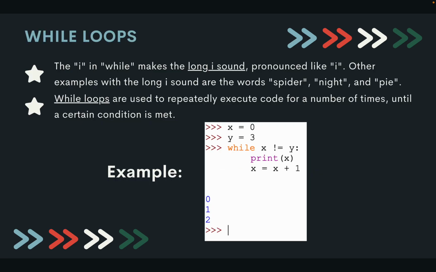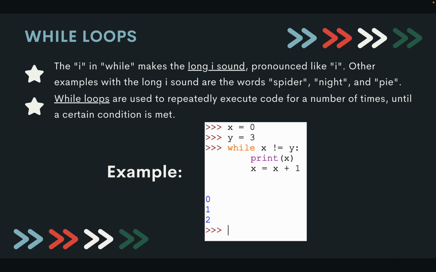So now we're going to talk about while loops. The I in while makes the long I sound, pronounced I. Other examples with the long I sound are the words spider, night, and pie. While loops are used to repeatedly execute code for a number of times until a certain condition is met.